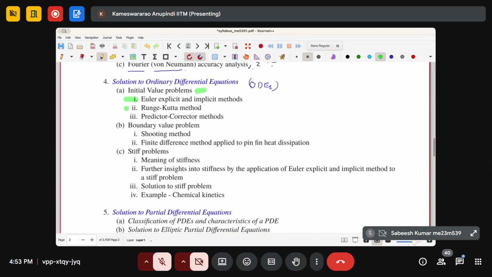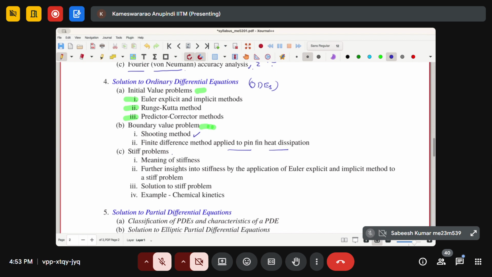Then other explicit methods like Runge-Kutta methods, and then predictor-corrector methods, and so on. Then we're going to look at another class of methods known as boundary value problems, wherein information is given not only at t equal to 0, but at both the ends of the problem. Then we're going to make use of a method called the shooting method to obtain the solution. Similarly, we're going to apply the finite difference method to a heat dissipation or conduction problem in a pin fin.